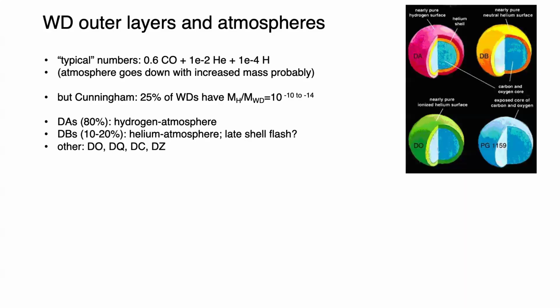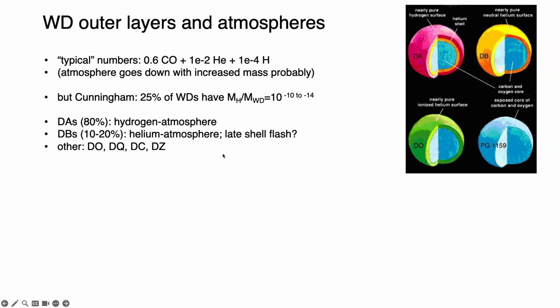There are a lot of spectral classifications of white dwarfs. Most white dwarfs are something called DAs. D means degenerate, and A is an analogy with the OBAFGKM classification. DA means you have hydrogen lines. Here's a picture of that. And DBs are most of the rest of them, and they have a helium atmosphere, right?